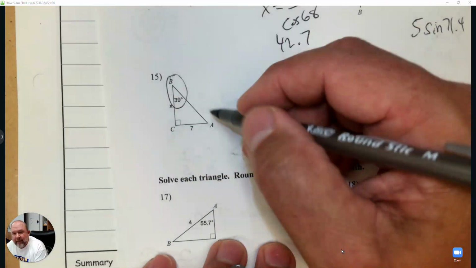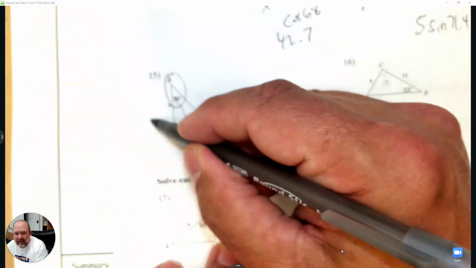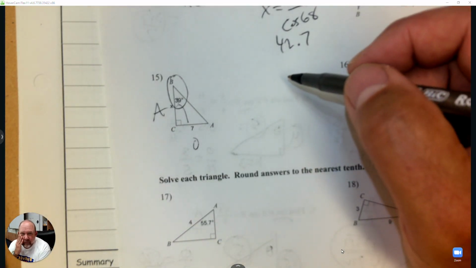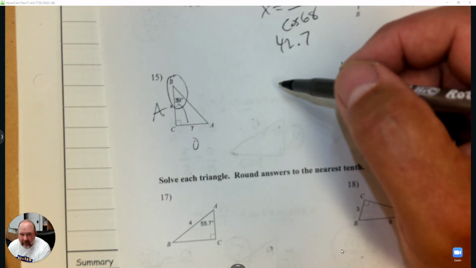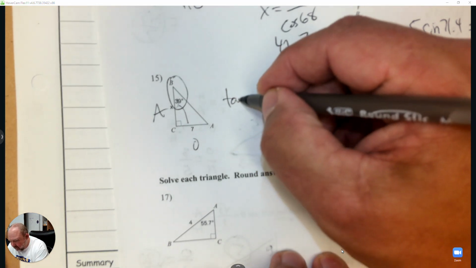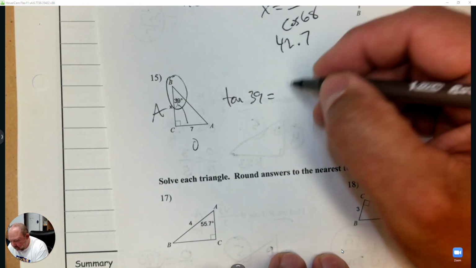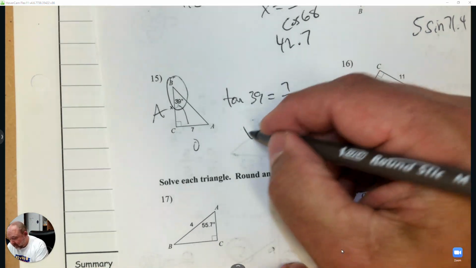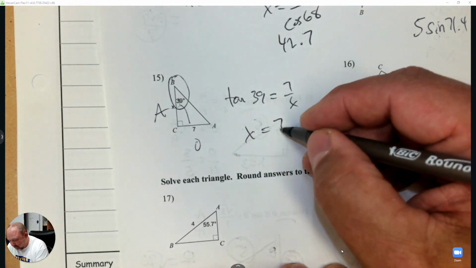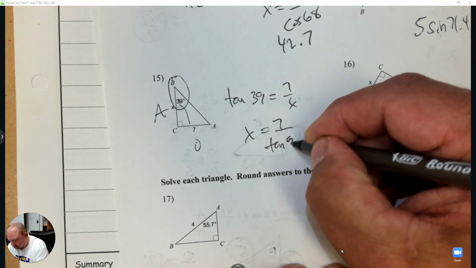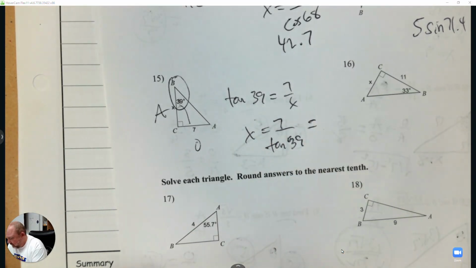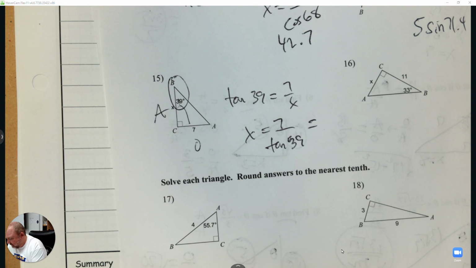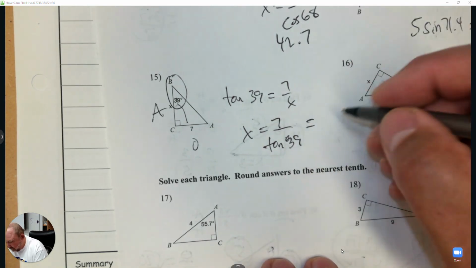Let's try again. Circle the angle, opposite and adjacent. So which trig ratio? Press pause and think. What trig ratio? And then press play. So that's tangent of 39, and that's 7 over x. Notice x is in the denominator, so you're going to divide. So 7 divided by tangent 39, and you get 8.6.